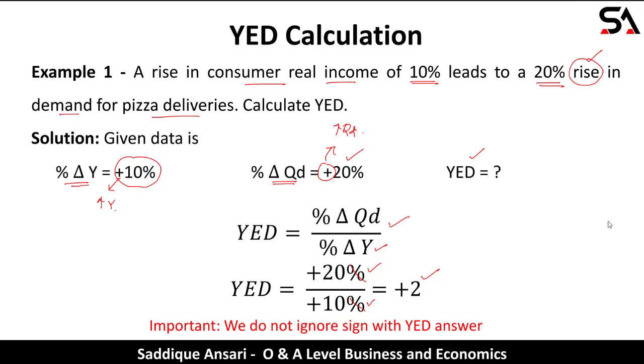Remember that we ignore the sign of the PED answer. For example, if the PED answer is negative 4, then we ignore this sign, and after ignoring the sign, whatever value of PED comes up, we find the type of demand by using the value of PED without sign. But this happens only with PED. In case of other elasticities, we do not ignore the sign. So we do not ignore the sign with the YED answer.